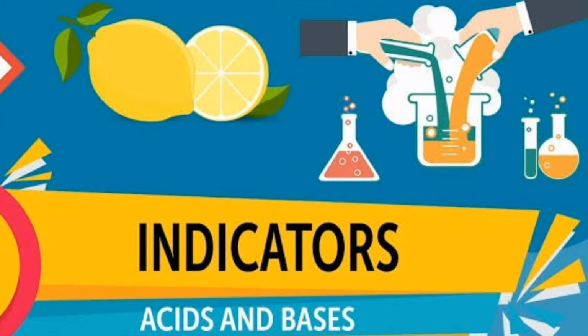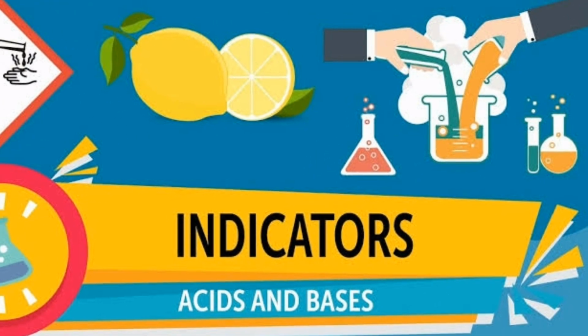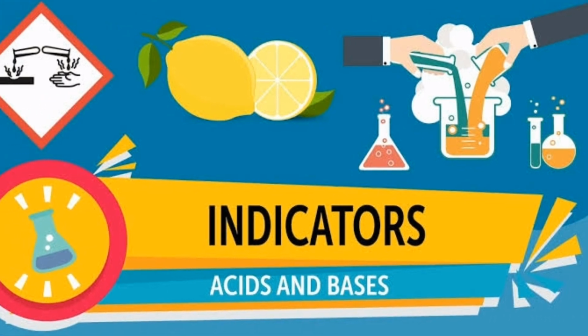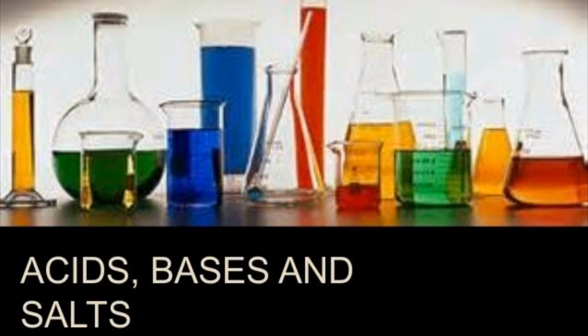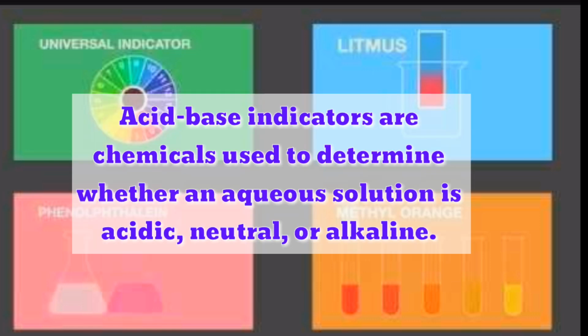Everyone, today we will discuss the indicators used for testing acid or base. In my last video, I discussed the basic concept of acid, base and salt. Now, to test whether any substance in aqueous solution is acid, base or neutral, we use some special chemicals. These are called indicators.